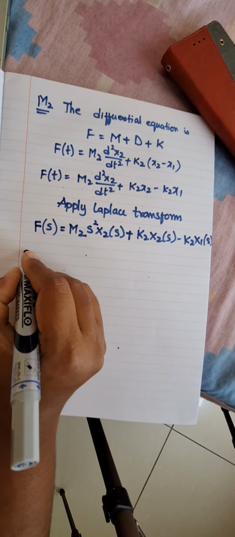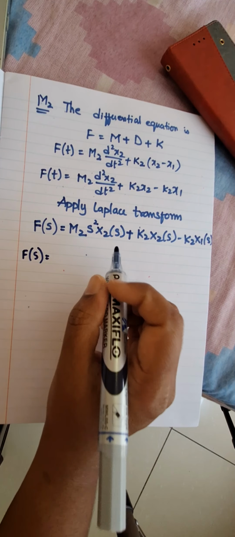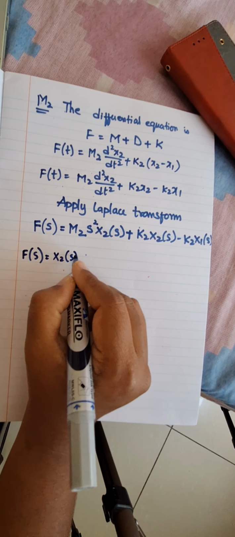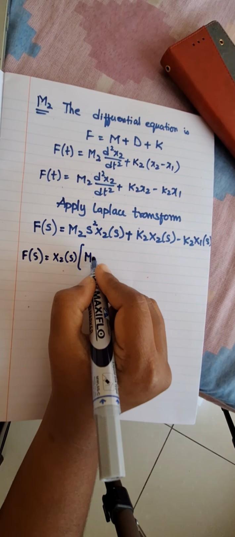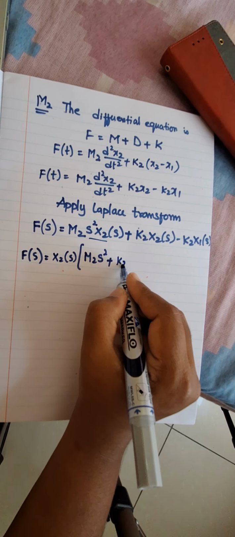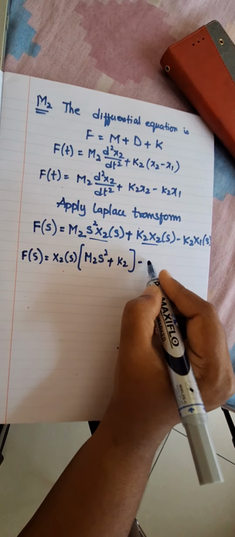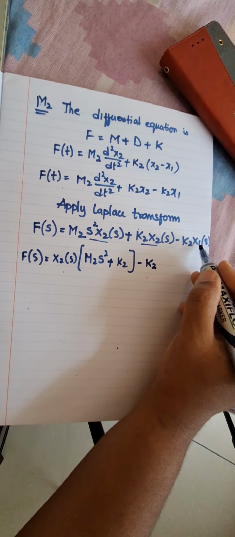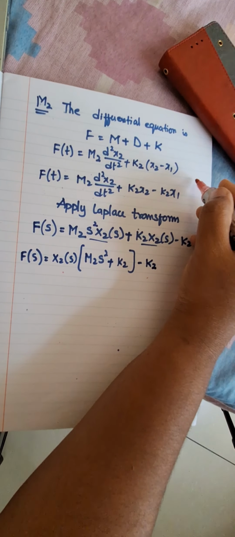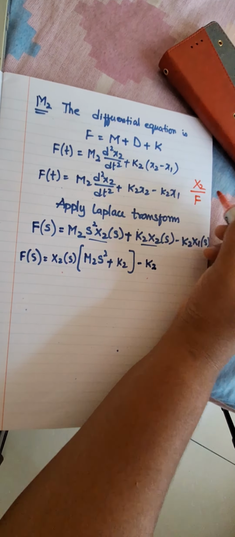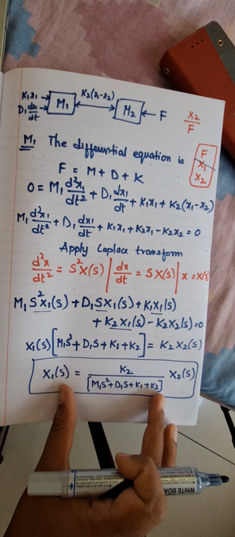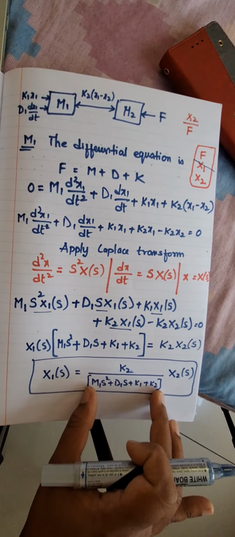So now F of s is equal to, let me take x2 as common, X2 of s into m2 s square plus k2, minus k2 X1 of s. I don't want X1 of s, right? Because my requirement is X2 by F. So I want to eliminate x1. That's the reason in the previous equation I got something for x1. So let me write this equation there.